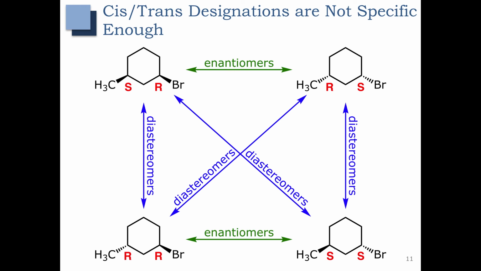A couple other interesting things that you might want to know. Remember how we said that R was an enantiomer of S? In molecules that have multiple stereocenters, you see the same sort of pattern. So SR over here on the left is the enantiomer of RS on the right. And RR on the bottom left is the enantiomer of SS on the bottom right.